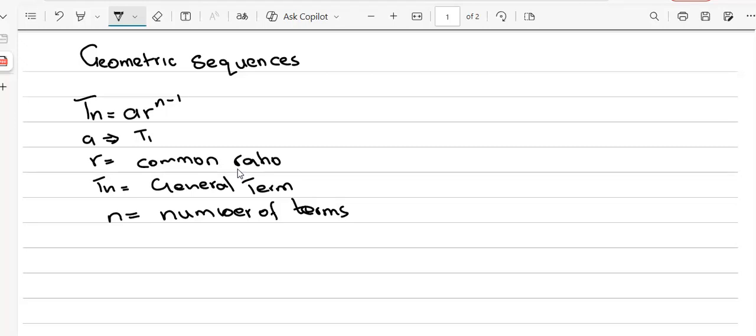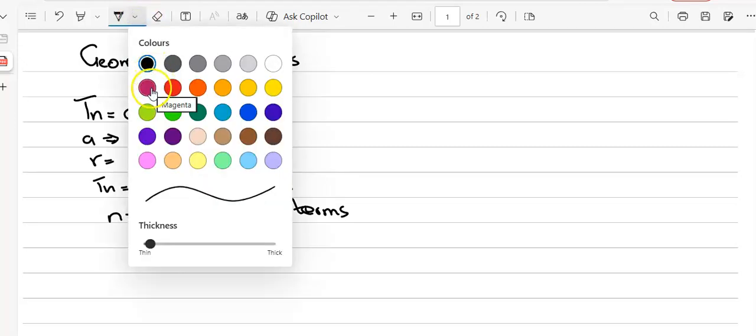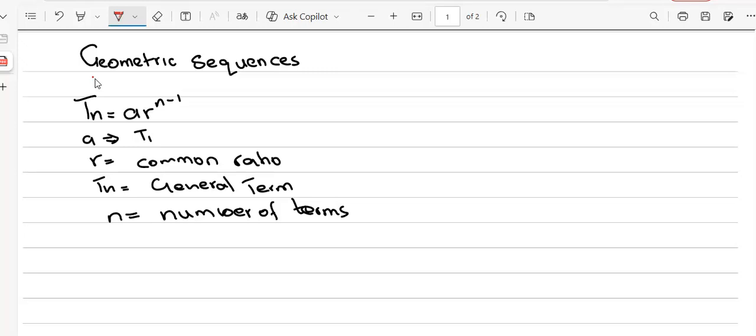Now the most important thing that you need to understand here is how to find the value of r, our common ratio. Remember, we are saying that r is common, meaning that if we take T2 divided by T1, we need to get the same answer as T3 divided by T2. This is how you can confirm if a sequence is a geometric sequence. Check if you have the value of r, the common ratio.